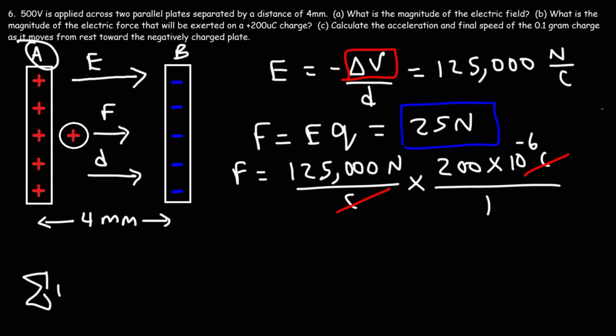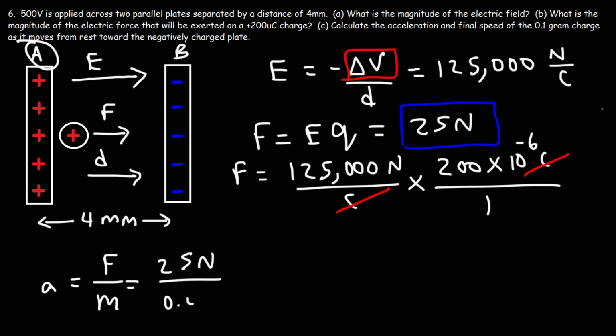So according to Newton's second law, we know that the net force is equal to mass times acceleration. The only force that we have in the x direction is the electric force. So the electric force is going to be equal to the net force in the x direction. So the acceleration is going to be the electric force divided by the mass. The electric force is 25 newtons. The mass is 0.1 grams. To convert that to kilograms, divide by 1,000. 0.1 divided by 1,000 is 0.0001. So 25 divided by that number gives us an acceleration of 250,000 meters per second squared.